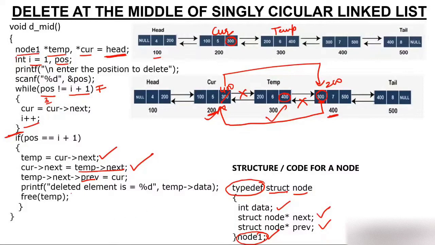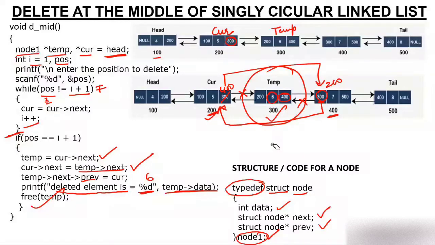What I'll do, I'll simply print on the screen, deleted element is %d, and this %d will print temp data. What is temp data? 6. So the screen will show deleted element is 6. Yes, the third node was 6 and I wanted to delete 6. Now I'll free temp. What is free? It is a dynamic memory allocation function which will destroy the memory. So this temp will get destroyed.